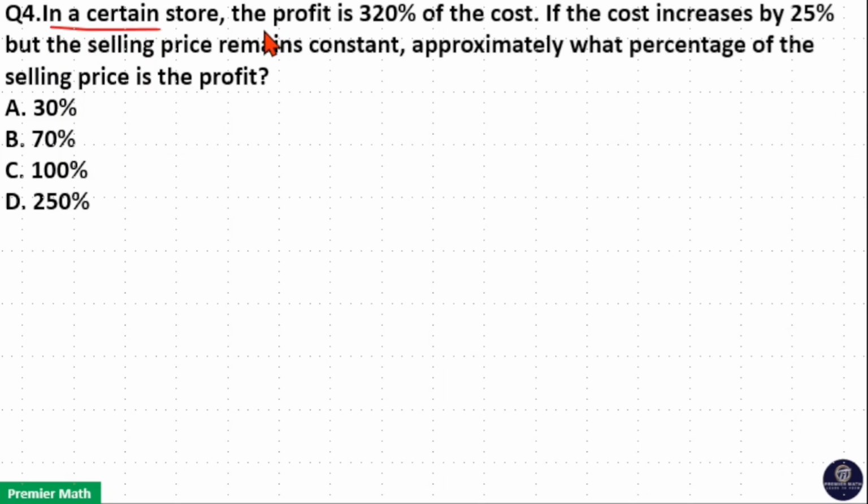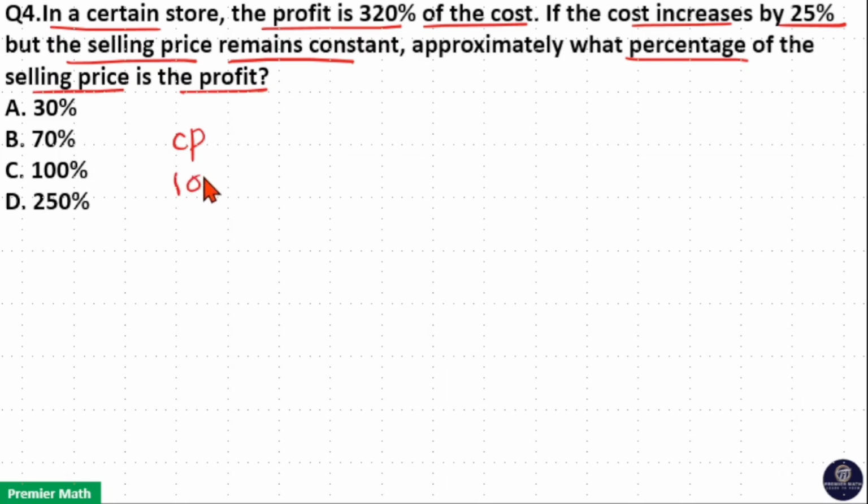In a certain store, the profit is 320% of the cost. If the cost increases by 25% but the selling price remains constant, approximately what percentage of selling price is the profit? Consider cost price as 100 rupees. Then profit is equal to 320% of the cost. 320% of 100 is equal to 320 itself. Now selling price is equal to cost price plus profit, which is equal to 420 rupees.